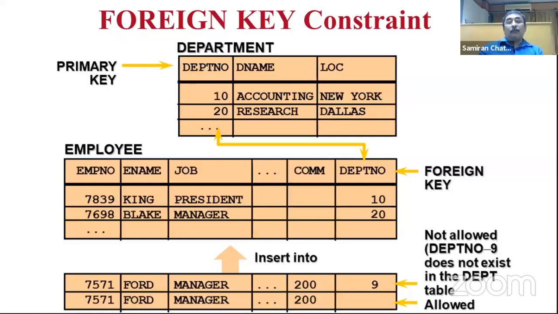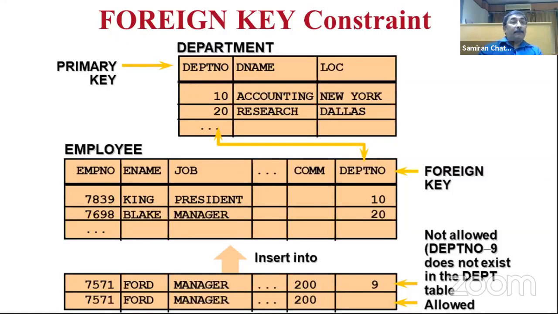Now I insert one more row in this employee table. Assume Ford is an employee that I want to insert into the employee table, who is a manager and who may be working in department number 9. Does department number 9 exist? No, because I am only seeing 10 and 20, no 9. Therefore, the department with department number 9 does not exist in the department table. And therefore, this is invalid.